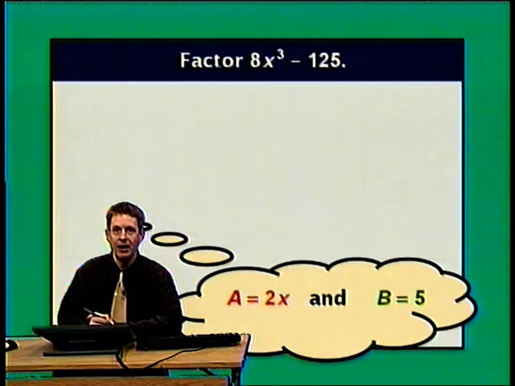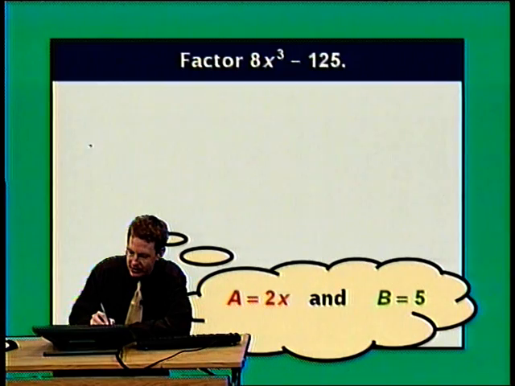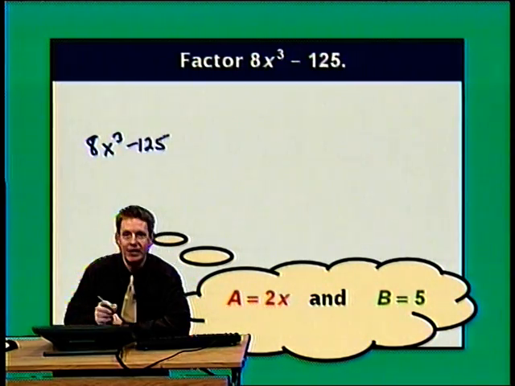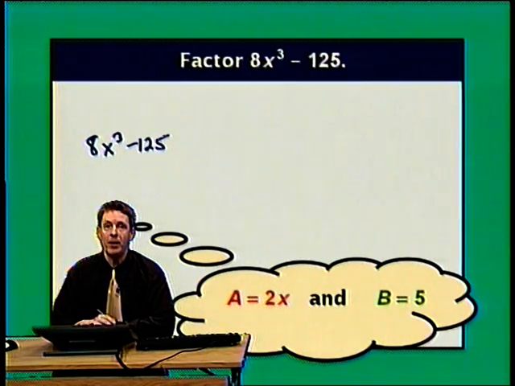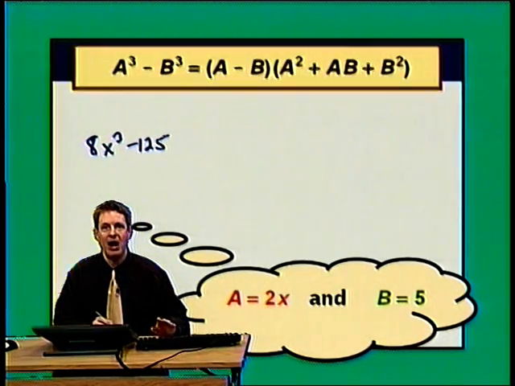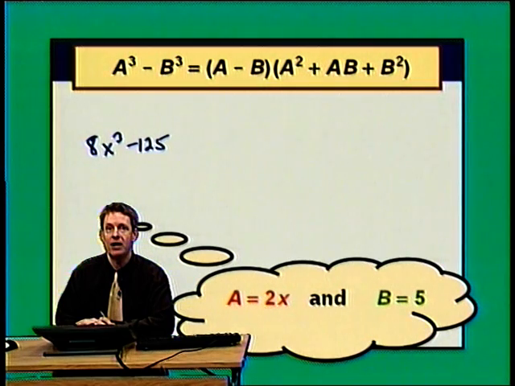Let's go ahead and factor. We want to factor 8x cubed minus 125. The formula for factoring the difference of cubes is pretty complicated. So most people have the best chance of success if they just literally go ahead and write down the generic formula on their paper. And the generic formula here is a cubed minus b cubed equals a minus b times a squared plus ab plus b squared.